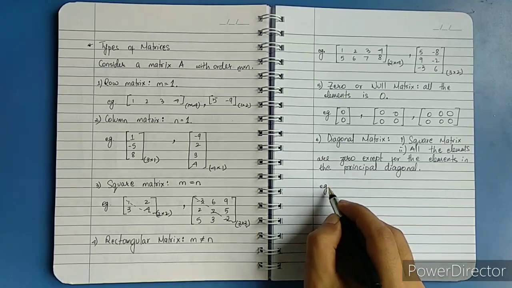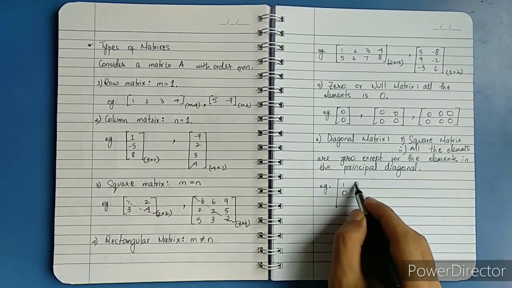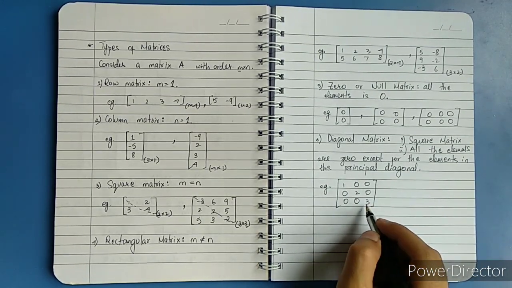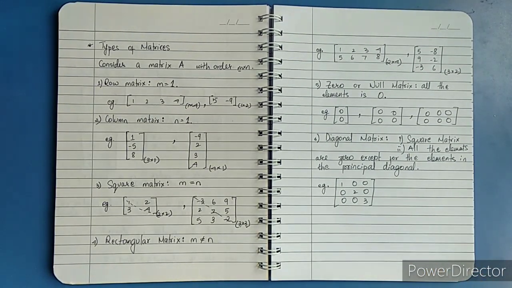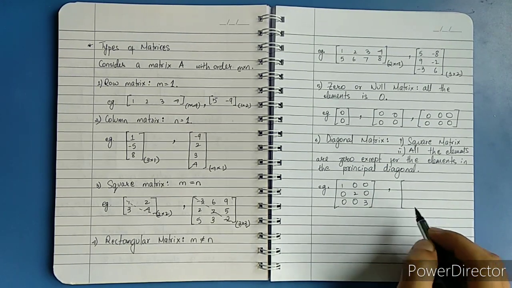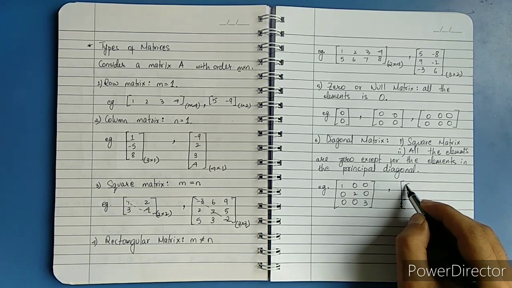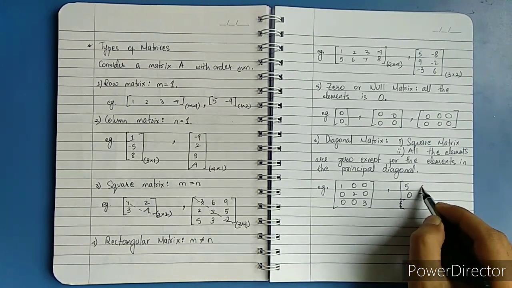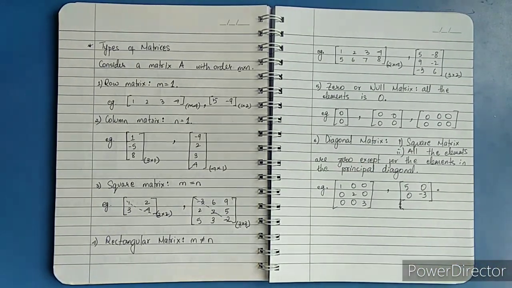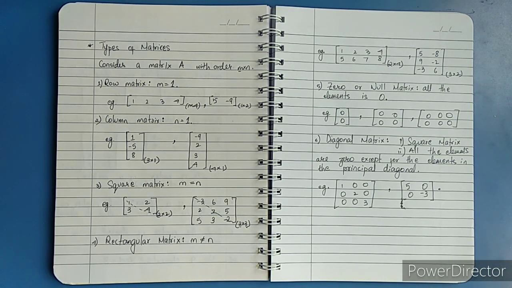So an example of a diagonal matrix is, say, 1, 2, 3. All the other elements will become 0. So this is a square matrix and the principal diagonal elements are non-zero. Others all are 0. Another example would be, say, 5, minus 3, 0, 0. This is also a diagonal matrix where the principal diagonal elements are non-zero and all the other elements are 0.